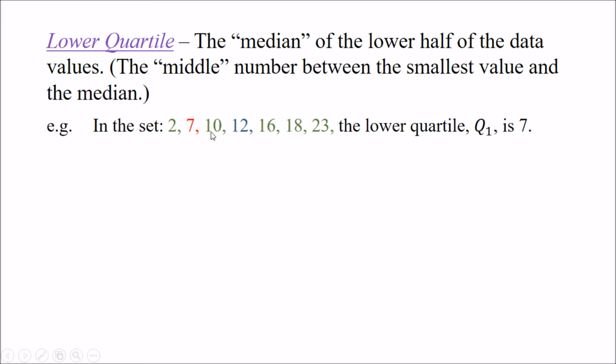Now, the lower half has 3 data points. The middle of that, the median of 2, 7, and 10, is 7. Hence, the lower quartile, Q1, is 7.